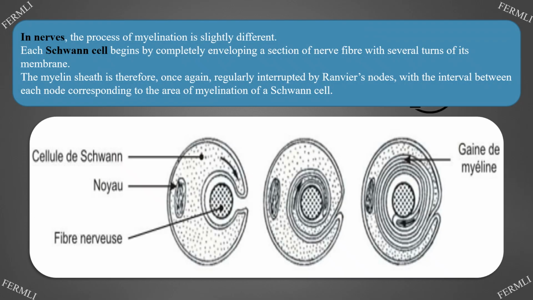In nerves, the process of myelination is slightly different. Each Schwann cell begins by completely enveloping a section of nerve fiber with several turns of its membrane. The myelin sheath is therefore, once again, regularly interrupted by Ranvier's nodes, with the interval between each node corresponding to the area of myelination of a Schwann cell.